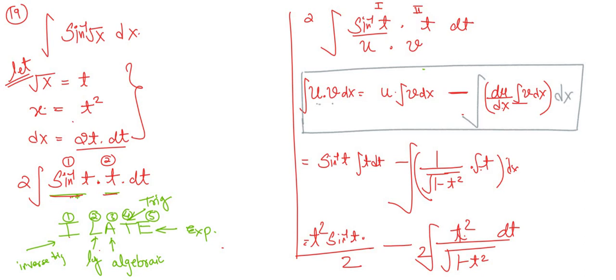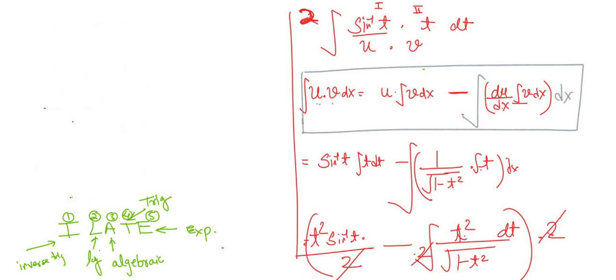One thing you remember, we had 2 in front, this 2. So this is still there. This 2 is still there. And this 2 will cancel with this, correct? Because these 2 are in the denominator and this is in the numerator. So this will cancel. So what I am getting now is t square sine inverse of t minus integration of t square dt by root of 1 minus t square. So this is done. First part is done.